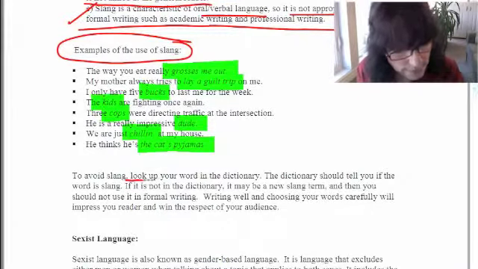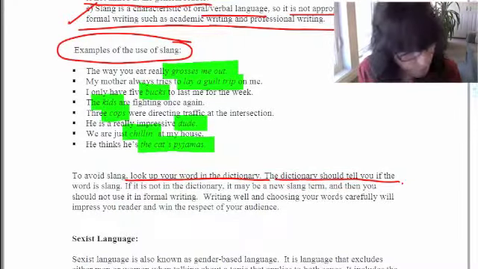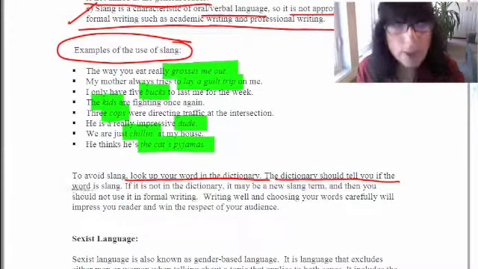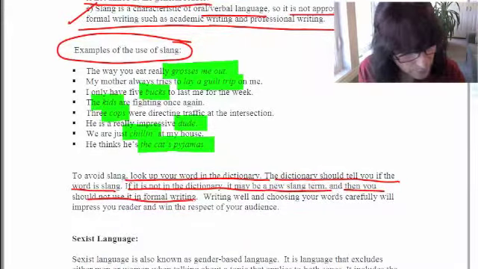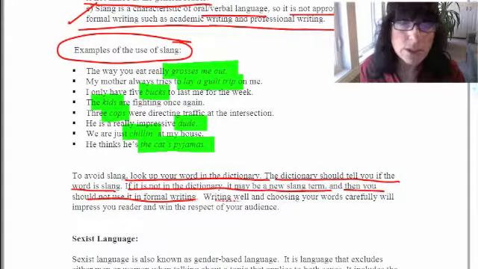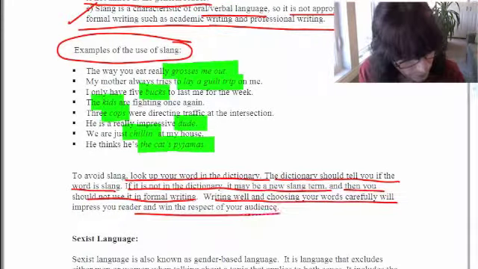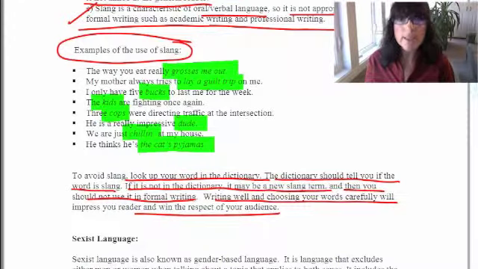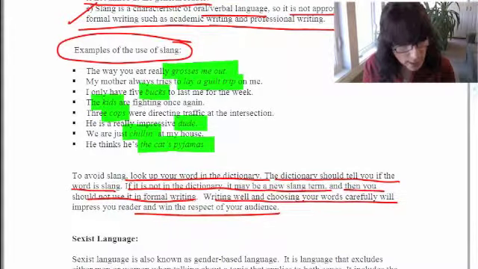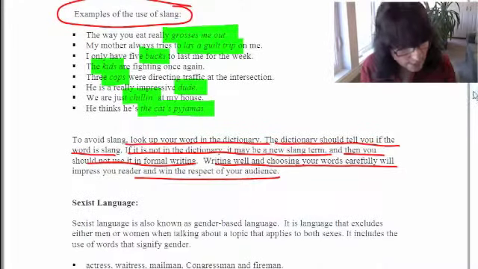So how do you avoid slang, you might say? Well, what you should do is look up your word in the dictionary for one. The dictionary should tell you, if you're using a good dictionary, if the word is slang. If it's not in the dictionary, then it may be a new slang term, and then you should definitely not use it in formal writing. Writing well and choosing your words carefully have two purposes. They will impress your reader, for one, and they leave a lasting impression, and it will win the respect of your audience, what you say.